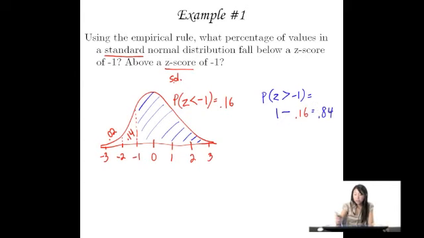There is another way we could do this. We could add up this part over here, which we know is exactly half of the normal distribution, 0.5, and then add to it this little part right here, which we know is 34%. When we add those together, that also gives us 84% of the curve. Those are just two different ways of doing it, whatever your preference.